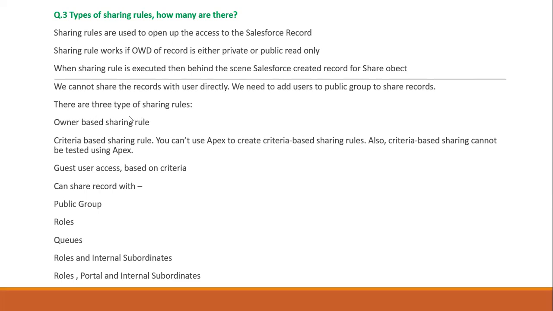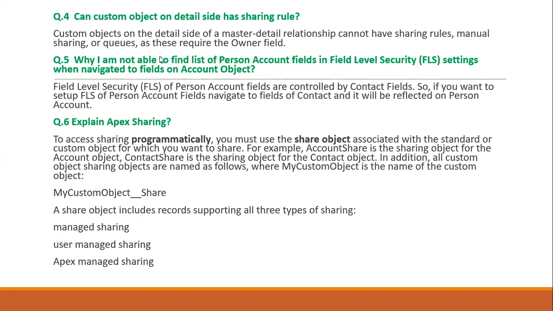There are three types of sharing rules: one, basic sharing rules, and criteria-based sharing rules, and guest user access based on criteria. You cannot use Apex to create the criteria-based sharing rules, and also the criteria-based sharing rules cannot be tested using Apex. We can share the records with public groups, roles, roles and internal subordinates, roles in portal and internal subordinates.